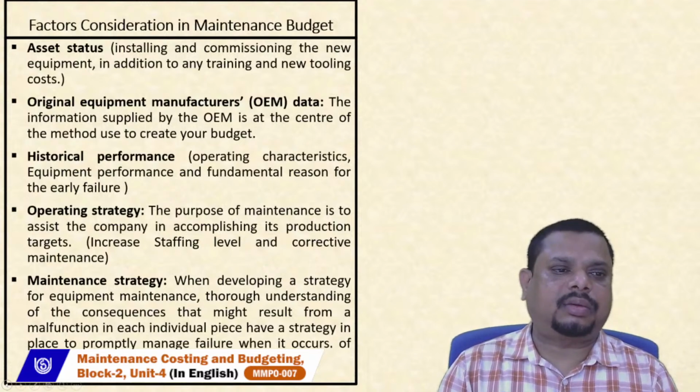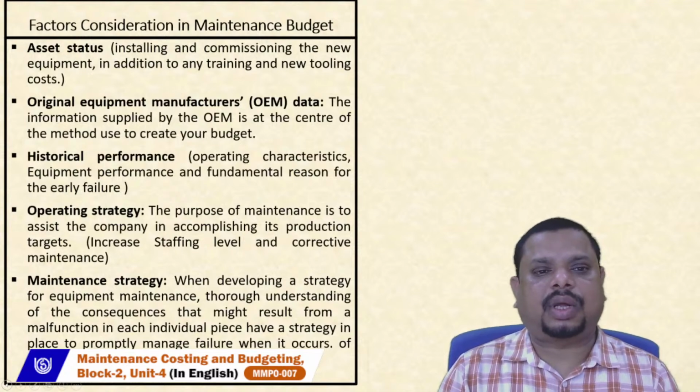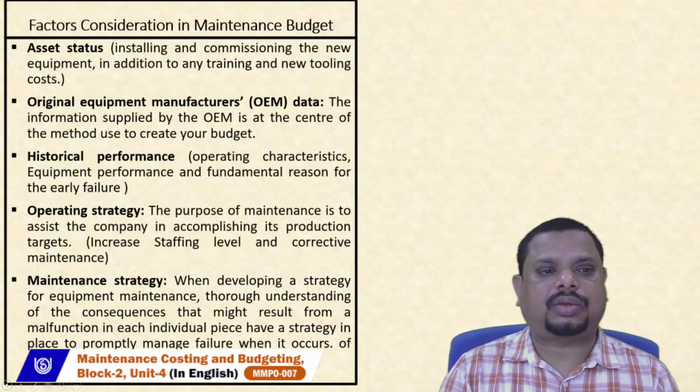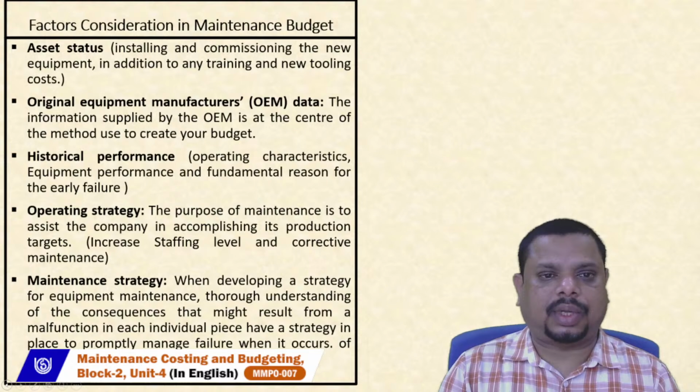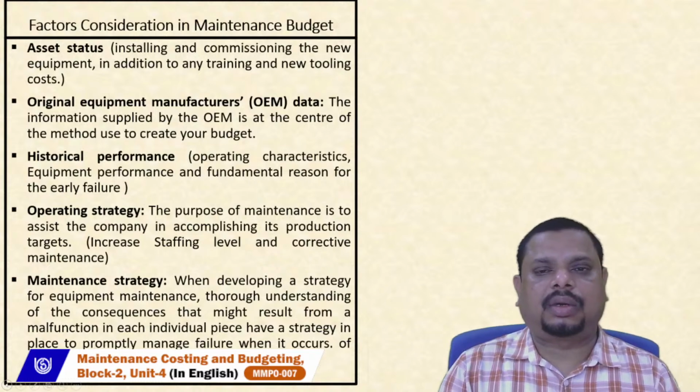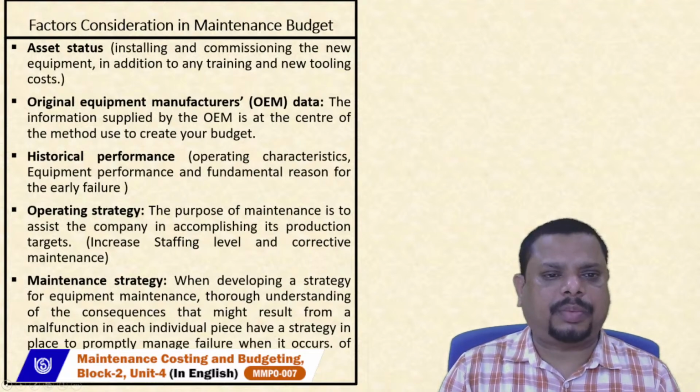So Ajay, we have already discussed asset status. That means installation and commissioning of the new equipment in addition to training and new tooling cost. For example, you install air conditioned machines in your house. So installation and commissioning should be done, and after installation and commissioning, the company personnel basically provide the basic trainings.